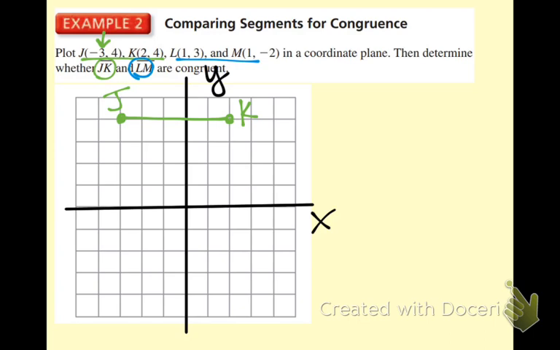All right, now we have L. Starting at the origin, do I go left or right? Right, and then up 3. All right, and then we have 1, negative 2 for M. So to the right, and then down 2.